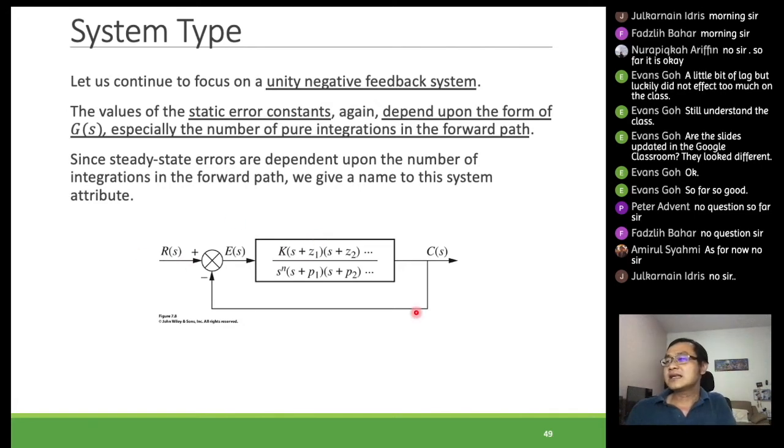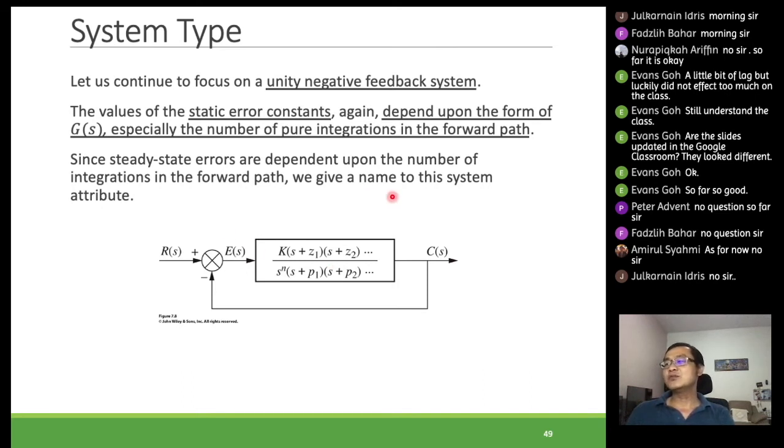So here, let's again focus on the unity feedback system, the typical feedback system that we have. Right now, we know the static error constant, and we also know what we call the transfer function. So these transfer functions will play an important role to determine what type of static error, or the steady state error, that we want.